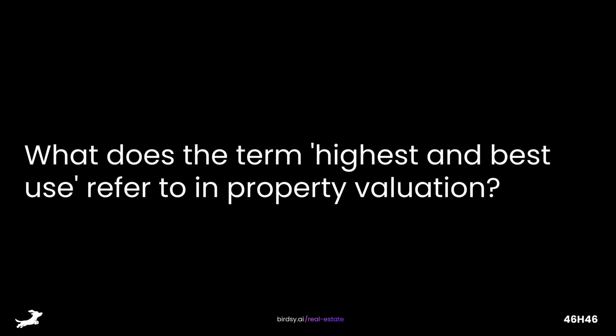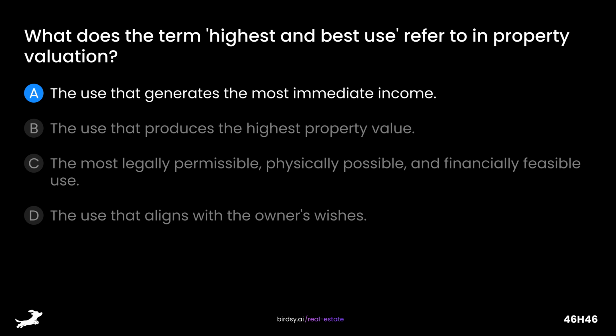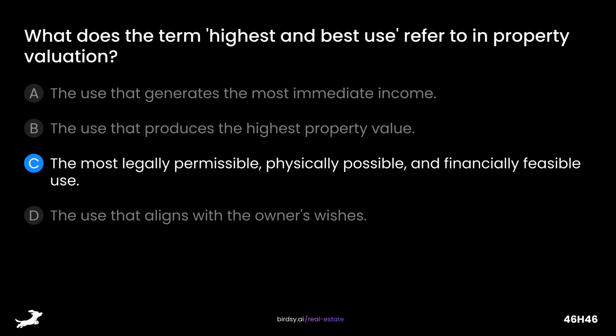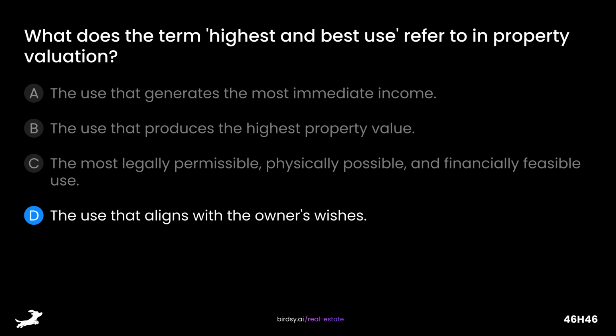What does the term highest and best use refer to in property valuation? Is it A, the use that generates the most immediate income? B, the use that produces the highest property value? C, the most legally permissible, physically possible, and financially feasible use? Or D, the use that aligns with the owner's wishes? The answer is C, the most legally permissible, physically possible, and financially feasible use.